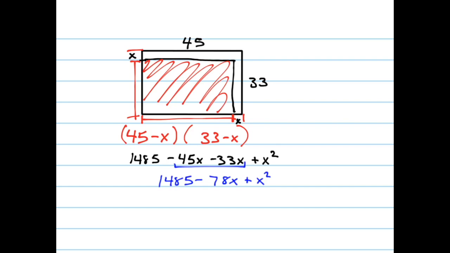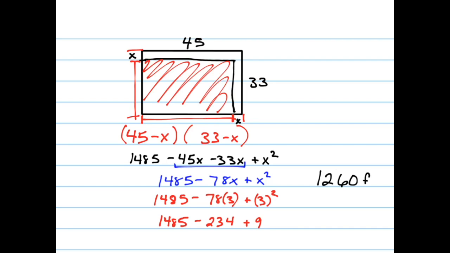Then they want us to find the area of the park if the walkway is 3 feet wide. Well, since x represents the width of the walkway, all I have to do is plug in that 3 feet for x. So I have 1,485 minus 78 times 3, which is 234, plus 9. Totaling that up, I get a final area of 1,260 square feet.